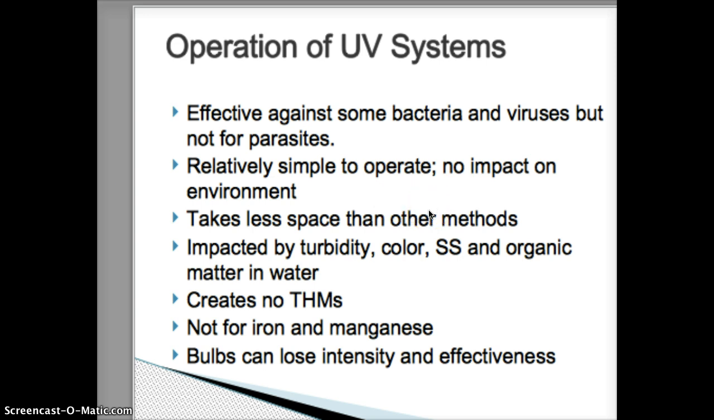Operation of UV systems. UV systems can be effective against some bacteria and viruses, but not for parasites. We mentioned that already. They are relatively simple to operate. There's no impact on the environment. They can take less space than other methods. They are, however, impacted by turbidity, color, suspended solids, and organic matter in the water. They create no trihalomethanes, and they are not effective for iron or manganese removal. And another disadvantage is that their bulbs can lose intensity and effectiveness over time.